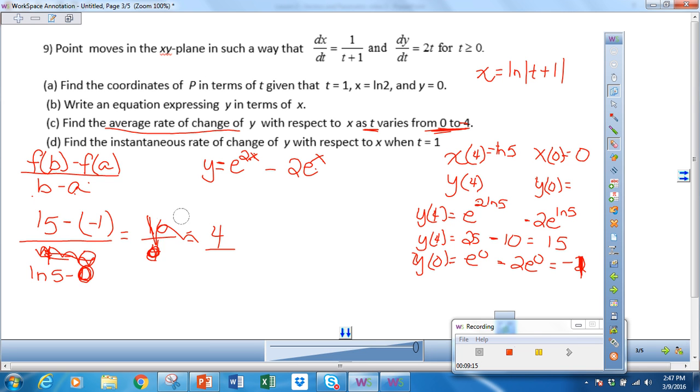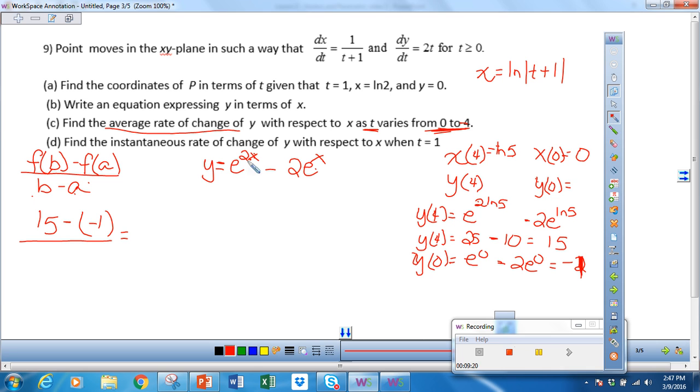I've made a mess here, sorry. Erase all of this. Can we go back? These are x values. So this is x of 4 minus x of 0, which would be the natural log of 5 minus 0. So my answer is going to be 16 over the natural log of 5. Okay, so one of the things you have to remember with parametrics is you have to keep your x and your y terms straight, and I didn't do a very good job of that.